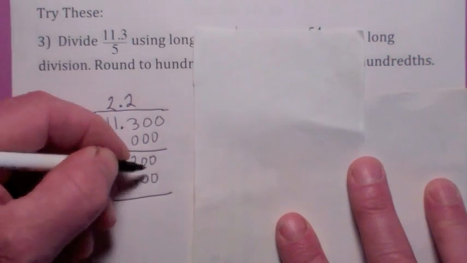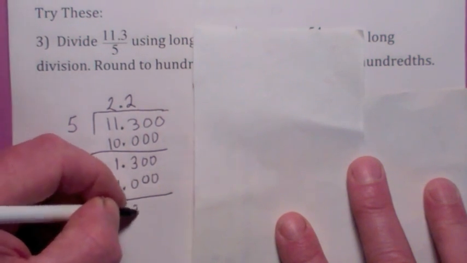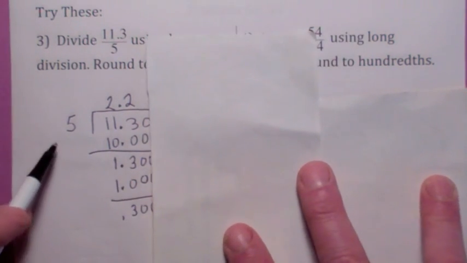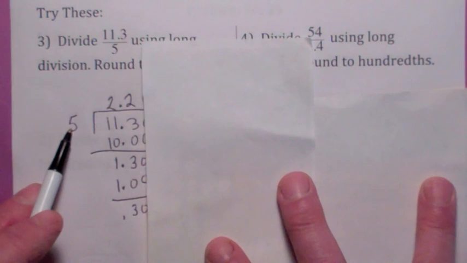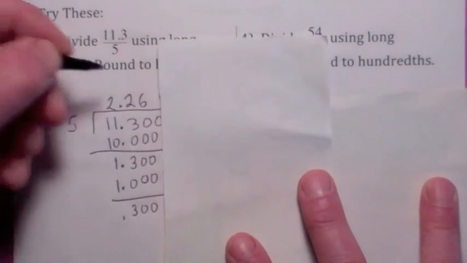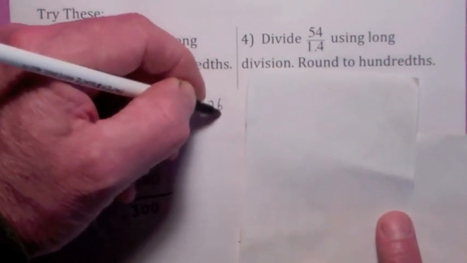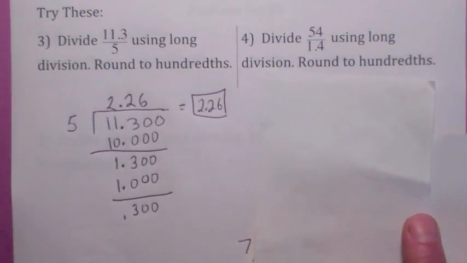Now I think this goes in evenly. When you subtract, you get 0.300. 5 doesn't go into 3, but it goes into 30. It goes into 30 6 times, right? Where does the 6 go? It goes right here. So that's your final answer, 2.26. Don't have to round it at all.